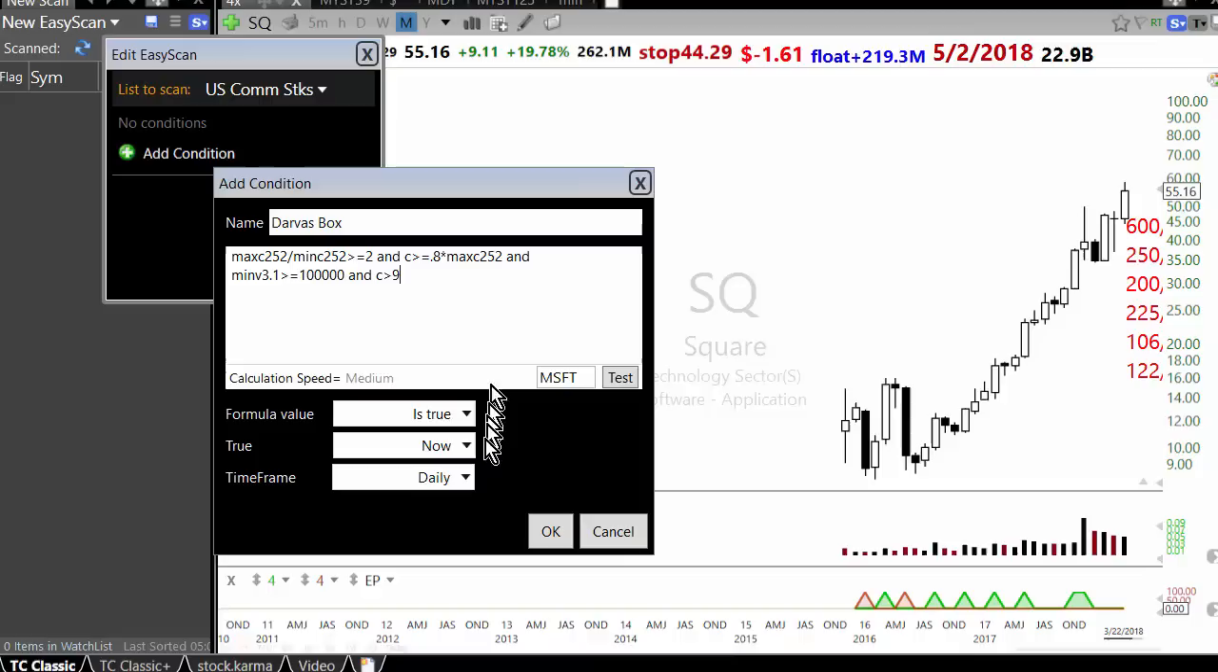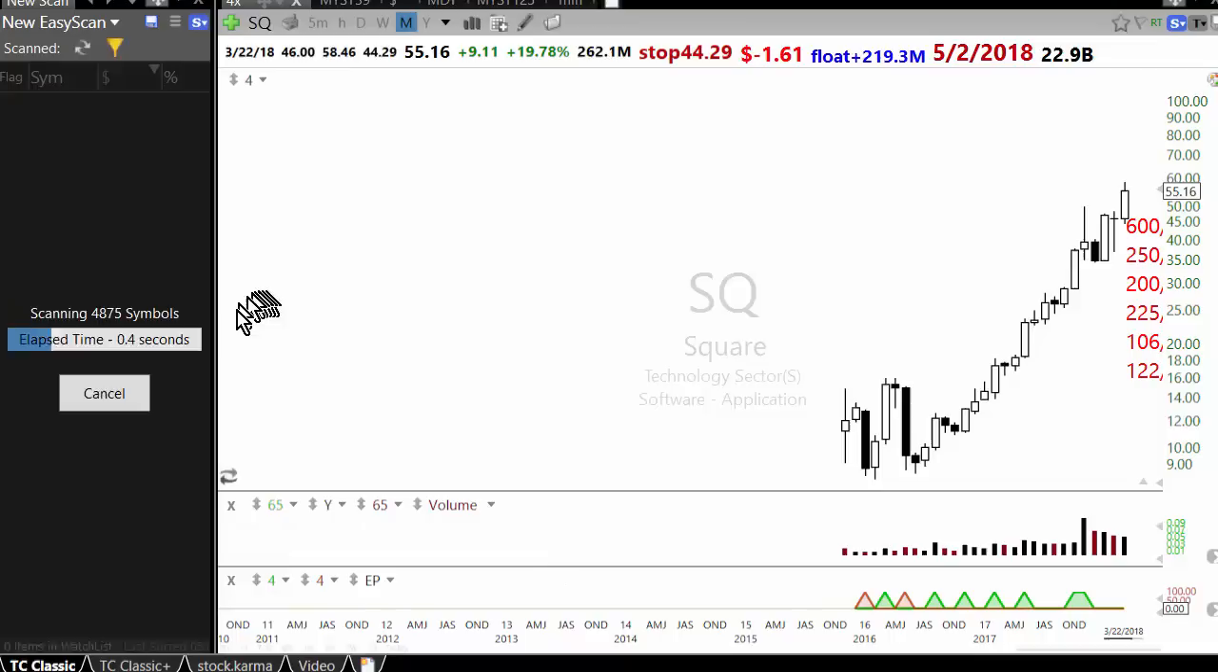If you apply all these conditions, the first condition is the stock has to double, then it has to be within 20% of its 52-week high. He said 15 to 20%, I'm just taking 20%. The volume condition is there to ensure liquidity, and the price condition is there. Now, if you apply all these criteria, what you get is 180 stocks.